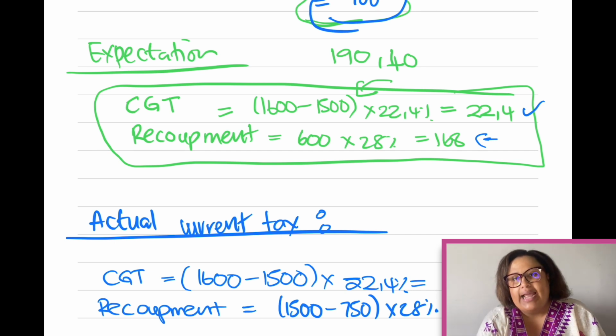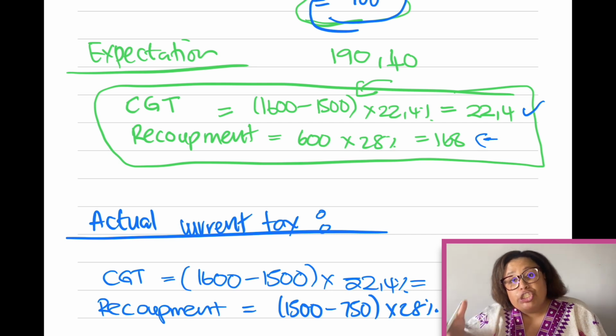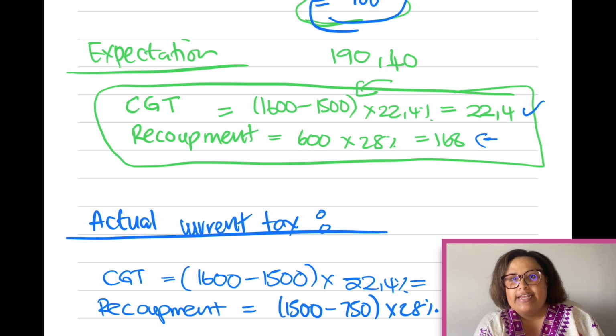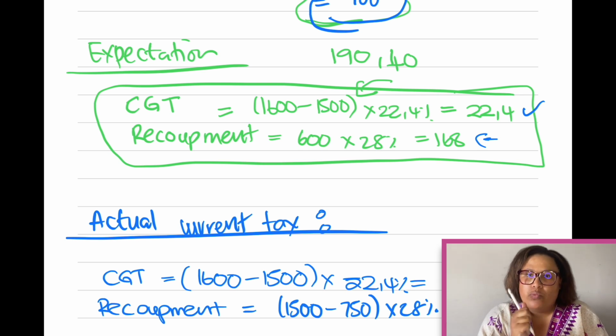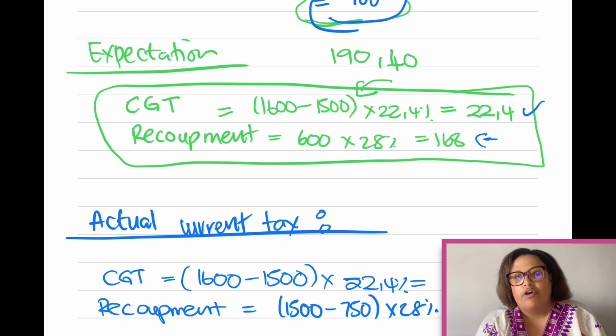But what actually happens is that the allowances we are granted reduce the tax base of the asset down to 750, and it's the difference between the 1,500 and the 750 that ends up being recouped. But when we calculate the profit from an accounting perspective, it's an accounting profit, so the profit is the difference between the proceeds and the carrying amount.